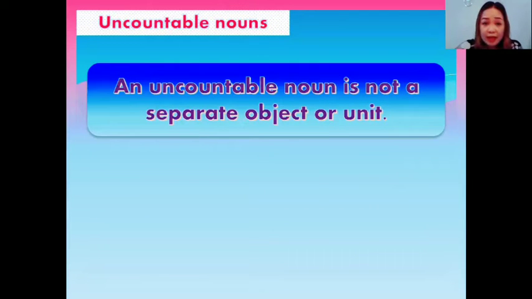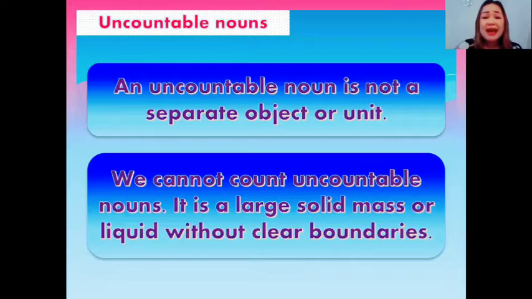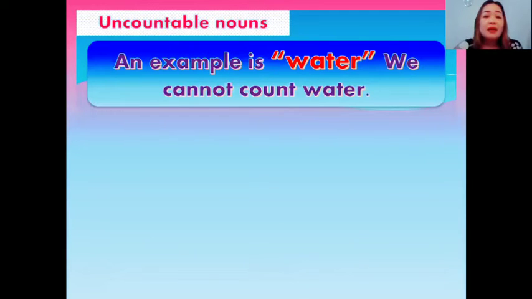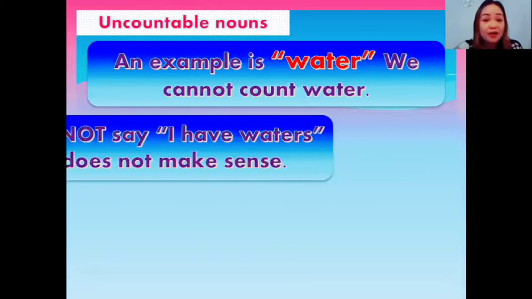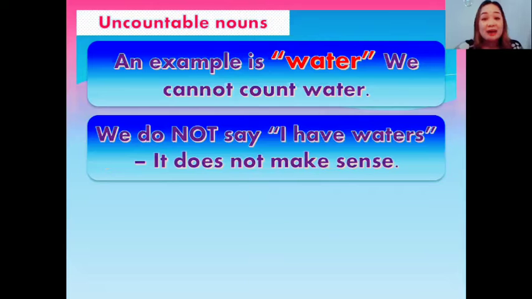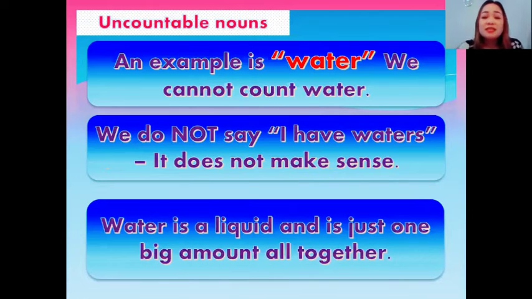Now, uncountable nouns. An uncountable noun is not a separate object or unit. We cannot count uncountable nouns. It is a large solid mass or liquid without clear boundaries. An example is water. We cannot count water. We do not say, I have waters. It does not make sense. Water is a liquid and is just one big amount altogether.